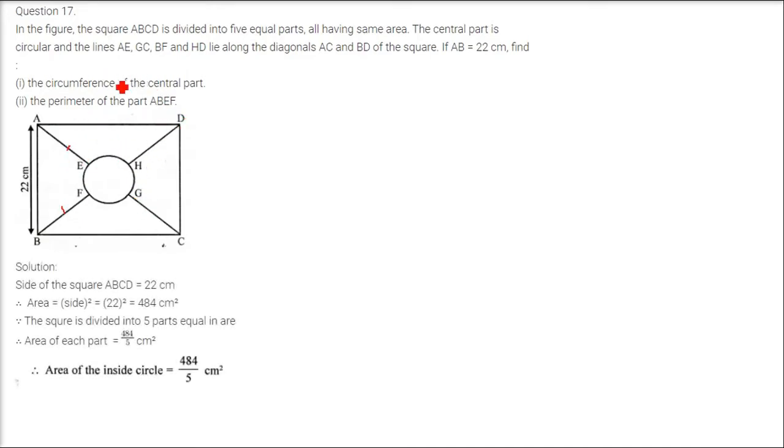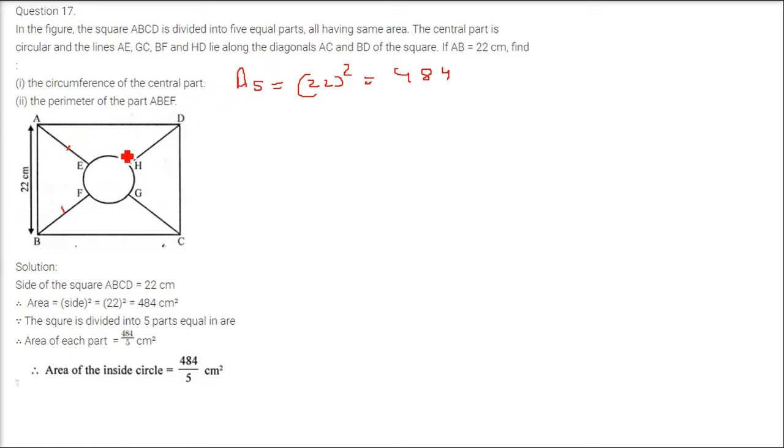Now, first of all, the circumference of the central part. We have the side AB as 22. Because it is a square, all the sides will be 22. What is the area of this whole region? The area of this square will be side square, that is 22 square. So you get 484, which is the area of this whole region.